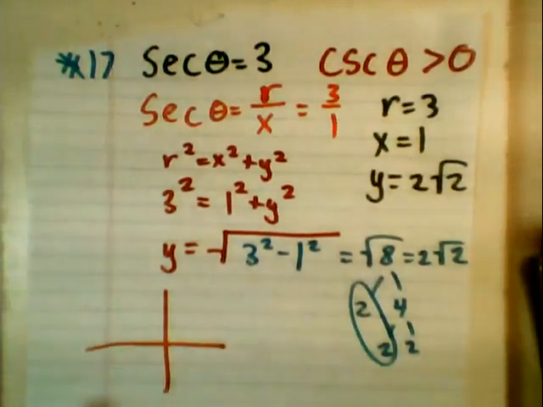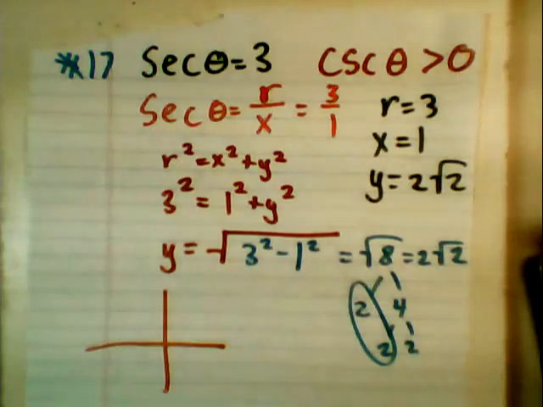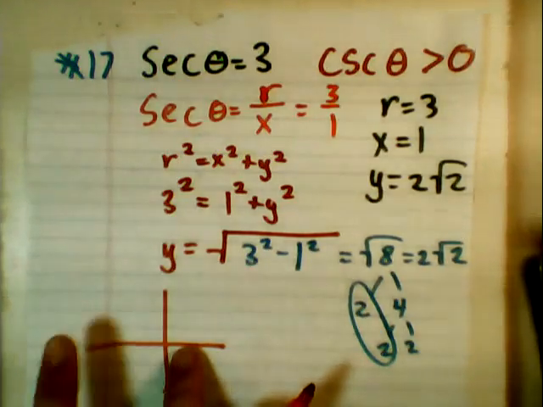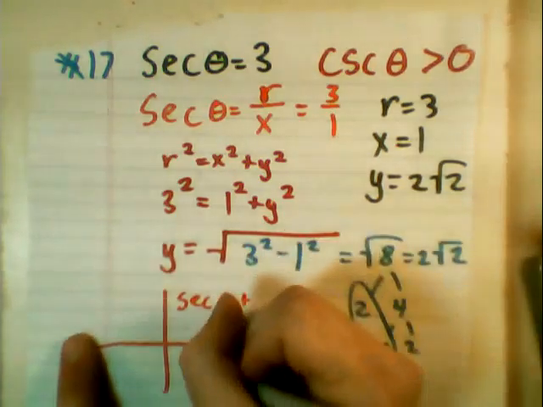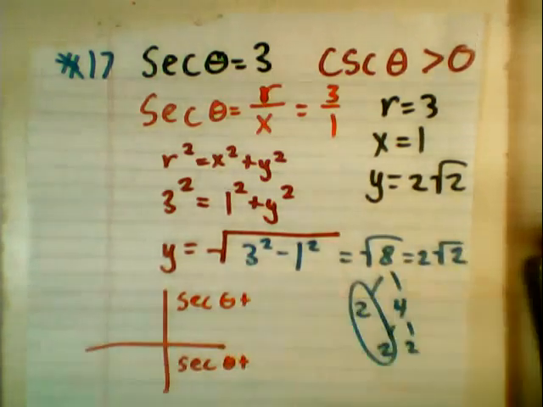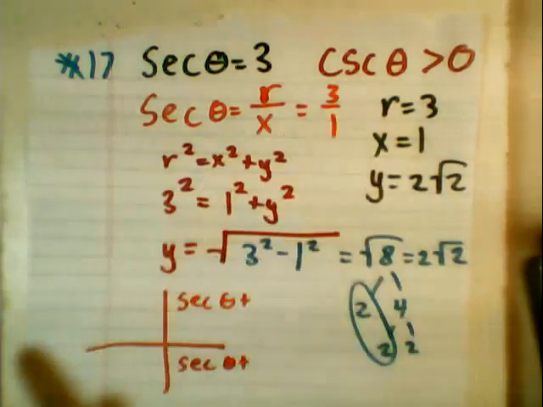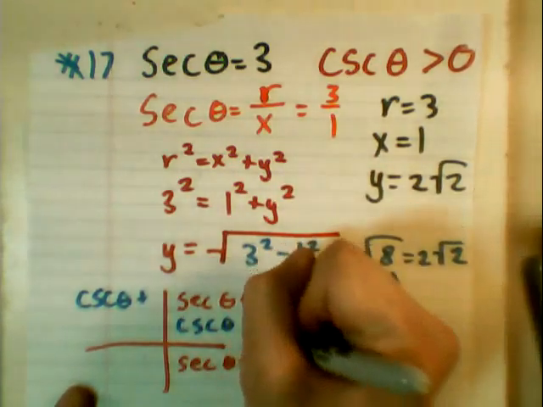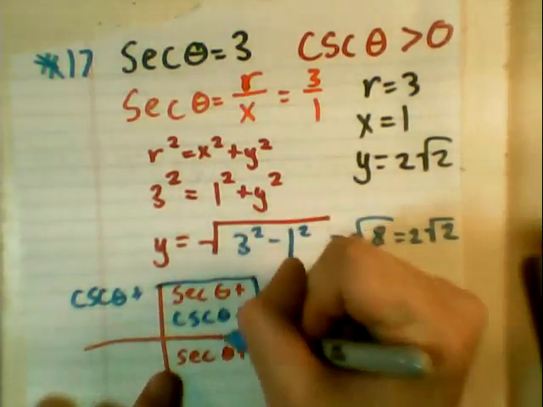Okay, so secant is our cosine. Since the 3 is positive, secant's got to be positive. Since we're dealing with x values, this is negative x, this is positive x. So secant is positive here, and it's positive here. Cosecant deals with y values. So it wants greater than 0, that means positive. So cosecant theta is positive here, and cosecant theta is positive here. Since they're both positive in quadrant 1, that's where we're going to work.